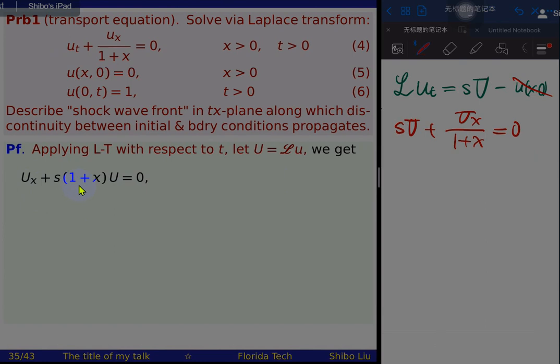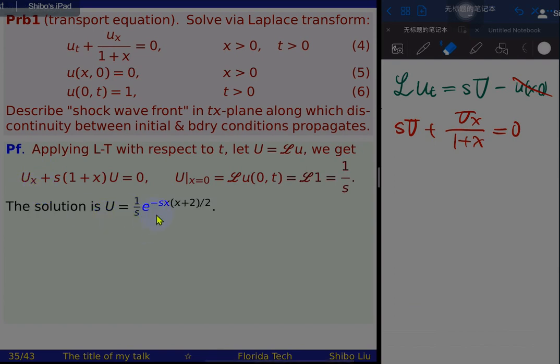Now, apply the Laplace transform to the boundary condition when x equals 0. We get capital U at x equals 0 equals the Laplace transform of small u(0,t). But small u(0,t) is 1, so this equals the Laplace transform of the constant function 1, and the result is 1 over s. Considering this as a first order linear ODE, whose unknown function is capital U and whose variable is x, we can solve it and obtain the solution given by this formula.